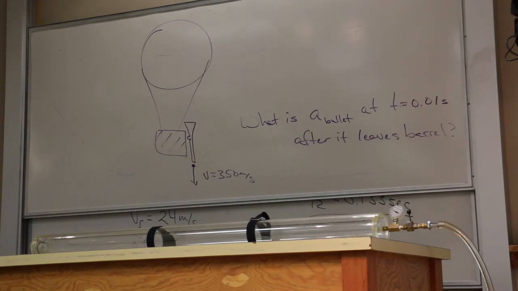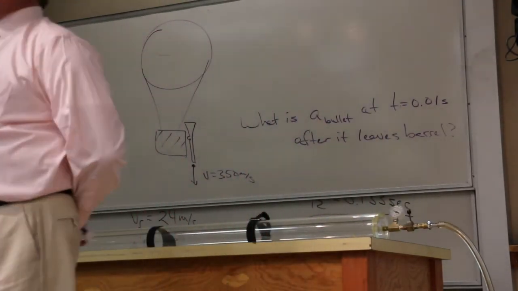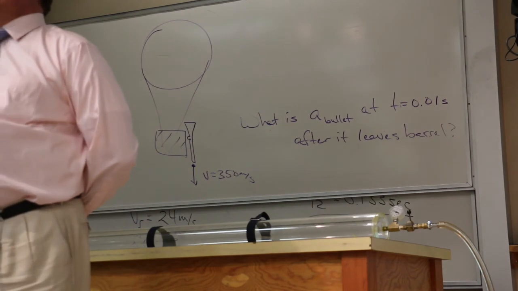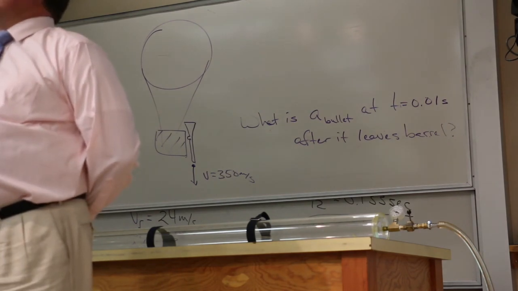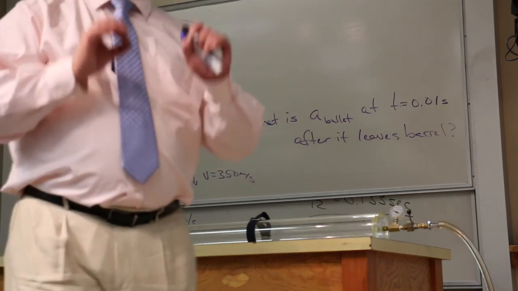Folks, some of you are doing calculations, and that means I tricked you. Once that bullet leaves the barrel, it has an acceleration of 9.8, let's call it 10, meters per second squared down, if we neglect air resistance.